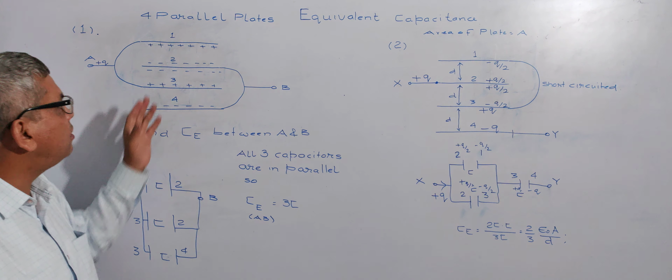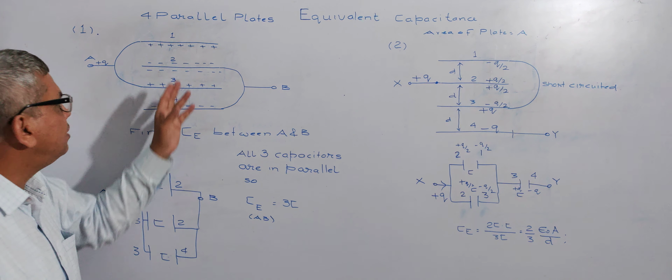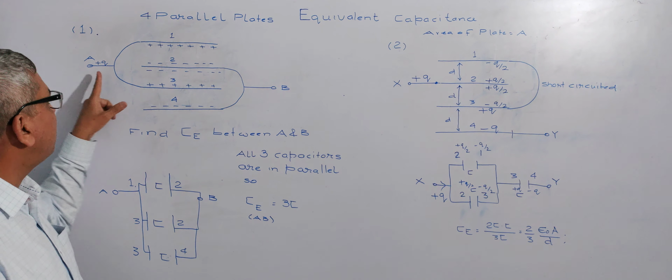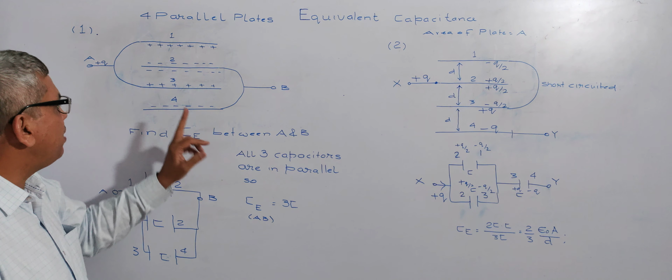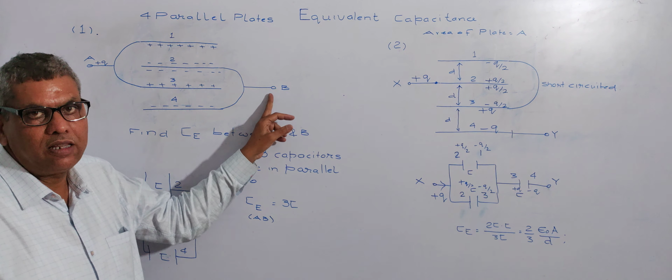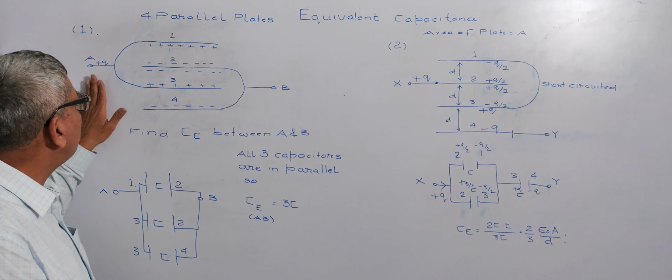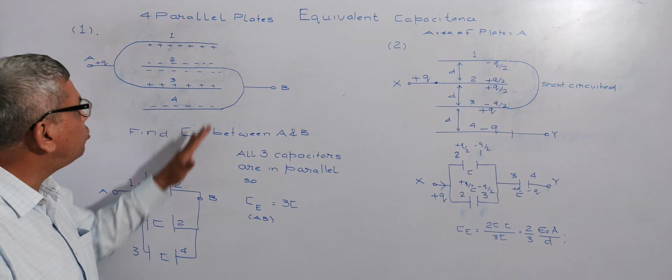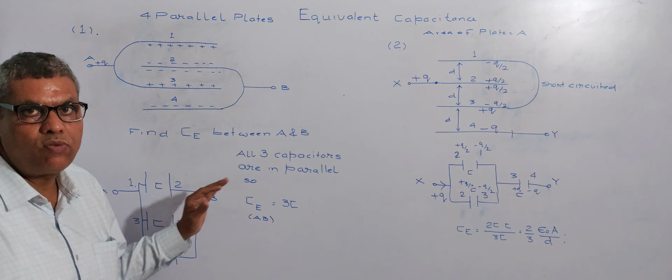Now the first example, the four plates are taken and these four plates, the first plate and the third plate are connected at one point A. Second plate and fourth plate is connected at another point B. So we have to find out what is equivalent capacitance between A and B. Now how to find out the solution for this?